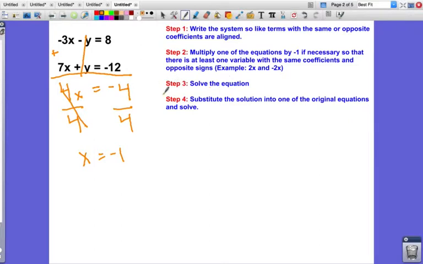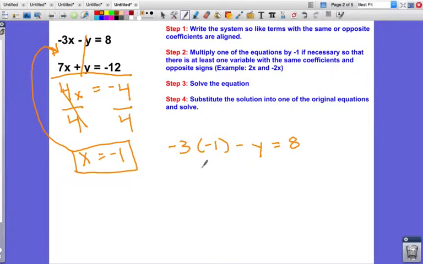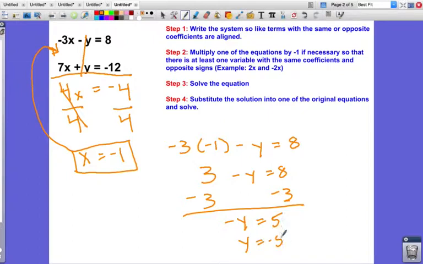I solved the equation. Step 4, I take my solution right here and substitute it back into one of my original equations. It doesn't matter which equation I substitute it back into. It's really personal preference. So I'm just going to use the first one. So I'll use negative 3 times negative 1 minus y equals 8. This becomes positive 3 minus y equals 8. Subtract 3 from both sides. Negative y equals 5, which means y equals negative 5. So my solution to this system of equations is negative 1, negative 5. And that is where these two lines intersect.